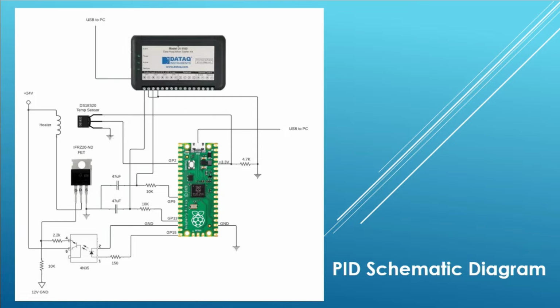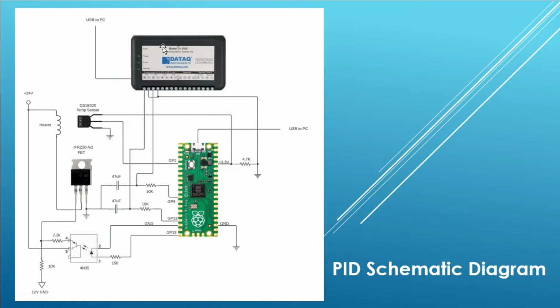Now let's take a look at the hardware schematic. We have a Raspberry Pi Pico, a DS18X20 temperature sensor, a heater that's controlled by pulse width modulation, and a data acquisition device to plot the system response. The DS18X20 sensor monitors the temperature of the heater, and the Pico adjusts the heater power using a pulse width modulated signal.